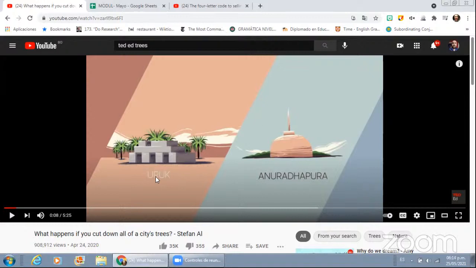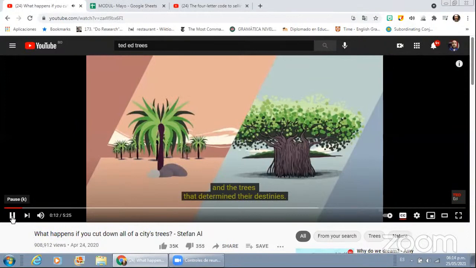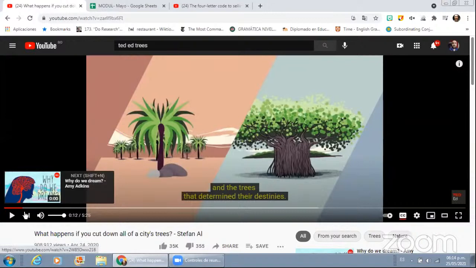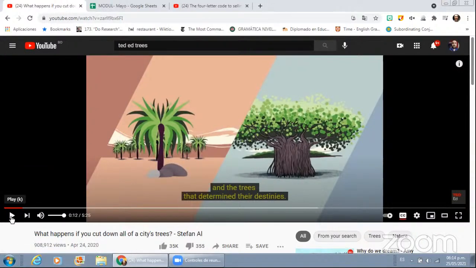So I'm going to play this one more time, and we're going to be identifying important words with the captions, all right? So good. It is the tale of two ancient cities and the trees that determined their destinies. In a certain way, this is a metaphor, right? The trees that determined their destinies because they took different decisions, right? One city took care of the trees, which is Anuradhapura. Look at that tree. That's a big tree. That is Anuradhapura's tree, and they take care of the trees. But Uruk, they didn't do it, all right? They decided to cut down the trees. And why? We're going to see why.